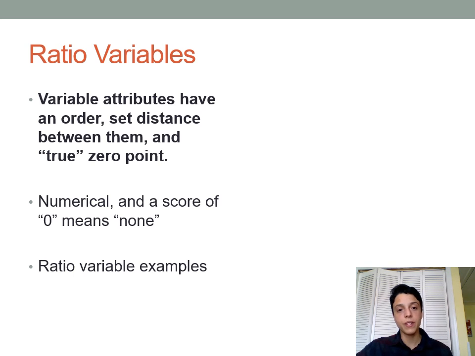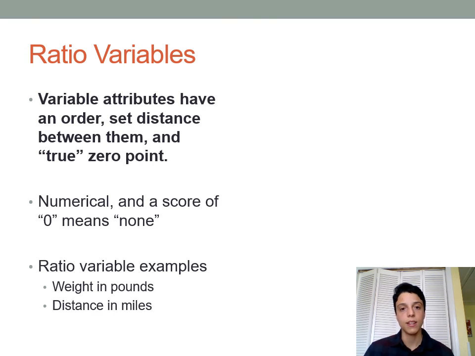And there are lots and lots of examples of ratio level variables, because ratio level variables are typically anything that you're counting. So something like weight in pounds. 100 pounds is more than 50 pounds, which is more than 20 pounds. And if something weighs 0 pounds, you would say that it has no weight.